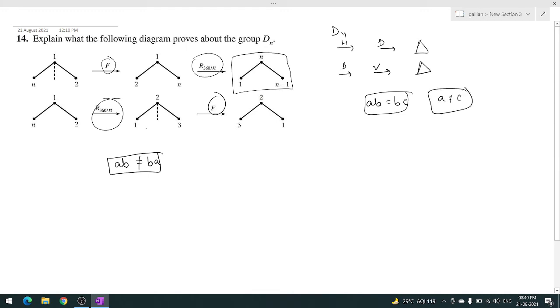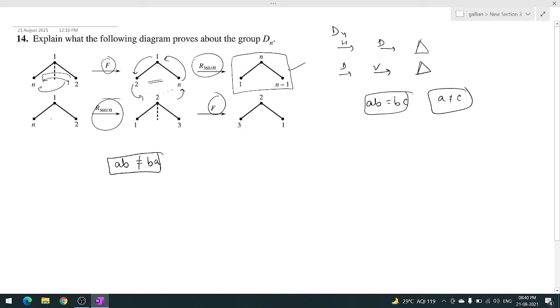And here we are showing something different because we are first applying F. We are flipping. While flipping, we fixed this angle and just flipped it around. So 2 goes to N and N goes to 2. So we arrived at this. And after this, we are doing R of 360 upon N, that is, just one rotation. After one rotation, 1 comes to 2, 2 goes to 3. Similarly, N goes to 1 and N minus 1 comes to N. So we arrived at this.